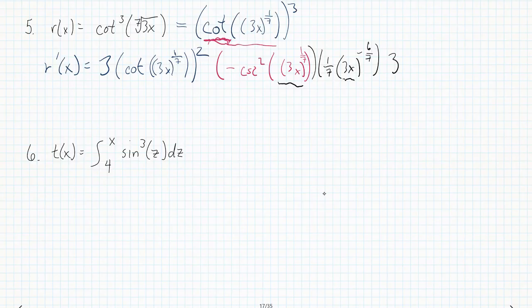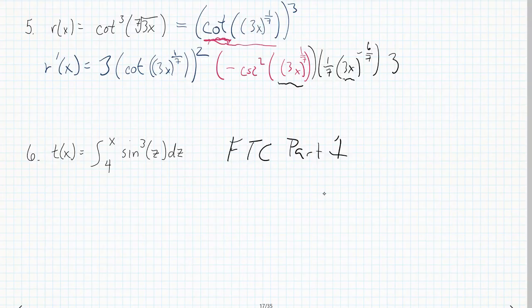And that's our final answer, folks. So that's all there is to it. Now you'll see one that's a little bit different than most. Okay, so we have T of x equals the integral from 4 to x of sine cubed z dz. What is this screaming to you? Well, it's the fundamental theorem of calculus, part 1. And here's how easy it is.